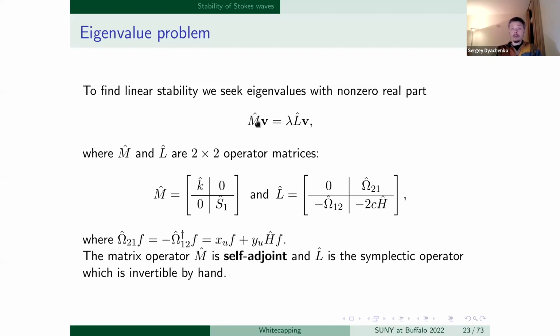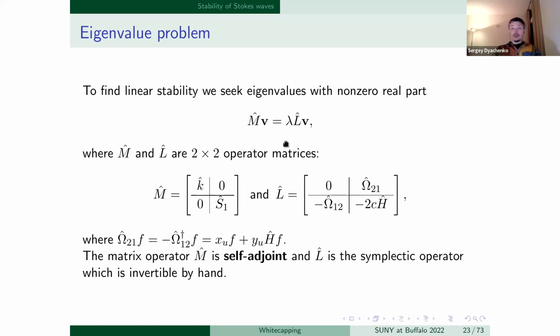For example, this operator M that you get on the left-hand side is a block diagonal operator. So here you have k hat in the first diagonal entry. K hat is a self-adjoint operator. S1 hat is also a self-adjoint operator. It's the linearization of the Babenko equation, which I previously called L1, but here I decided to switch to S1 to really underline the fact that it's self-adjoint. And the operator L hat is not particularly nice at first glance, but the nice thing is that it can be inverted explicitly. It can be inverted by hand.